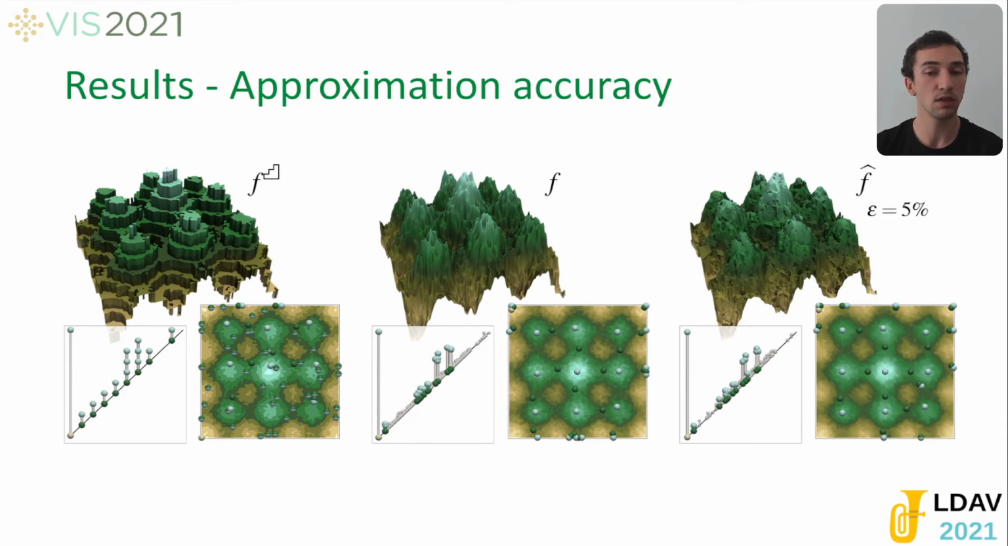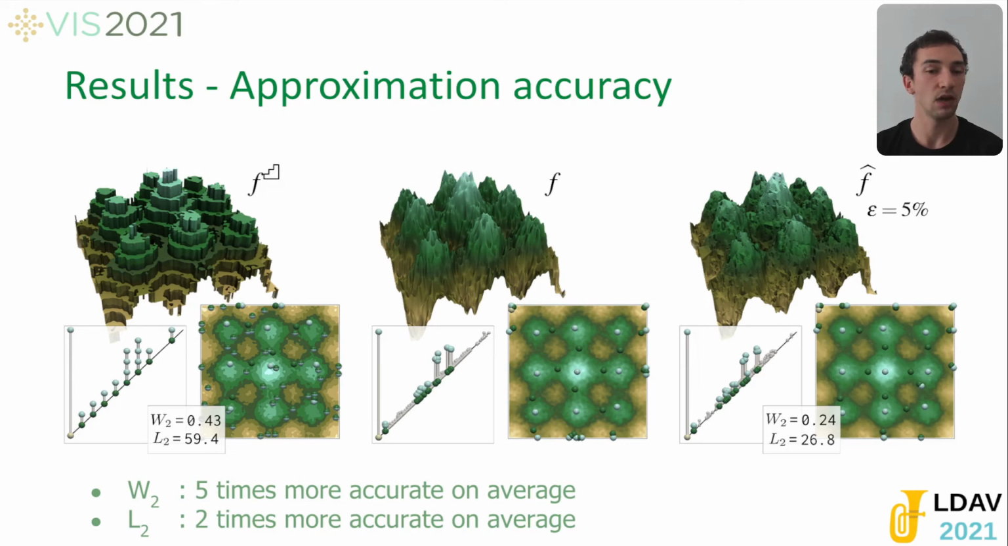This is confirmed quantitatively, as we showed that on our datasets, our approximated diagrams are 5 times more accurate on average, in terms of the Wasserstein distance to the exact result. And our approximated fields are 2 times more accurate in terms of the L2 distance.